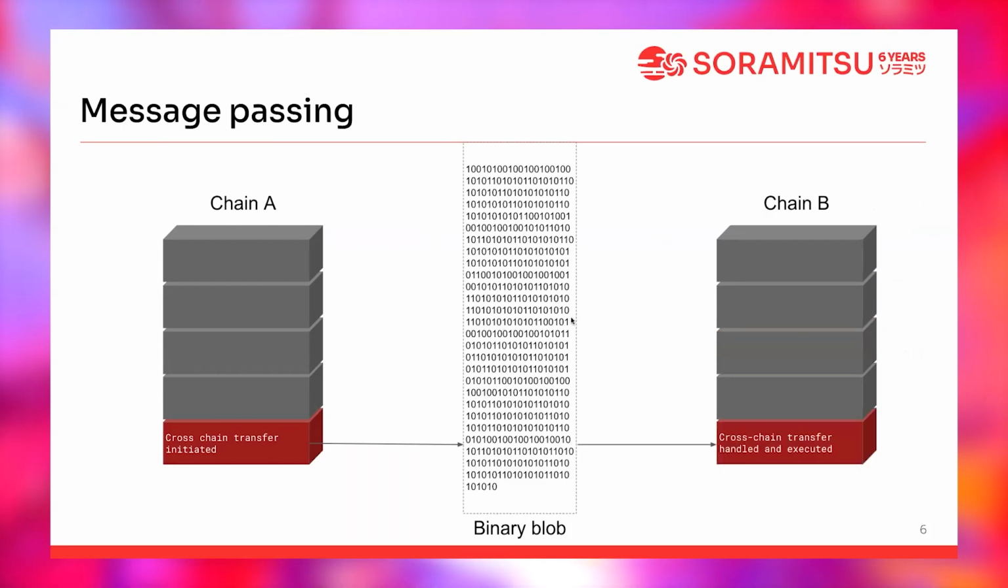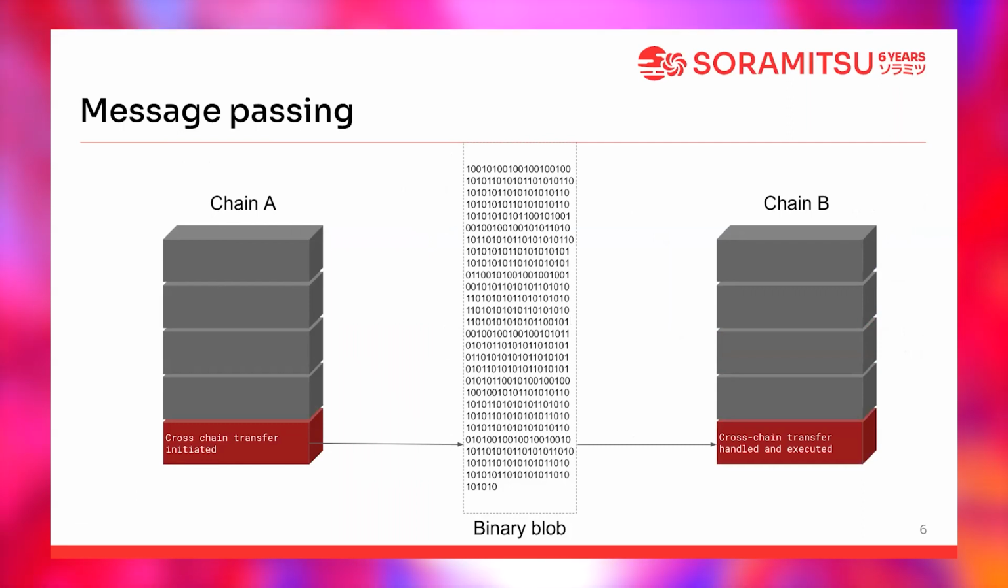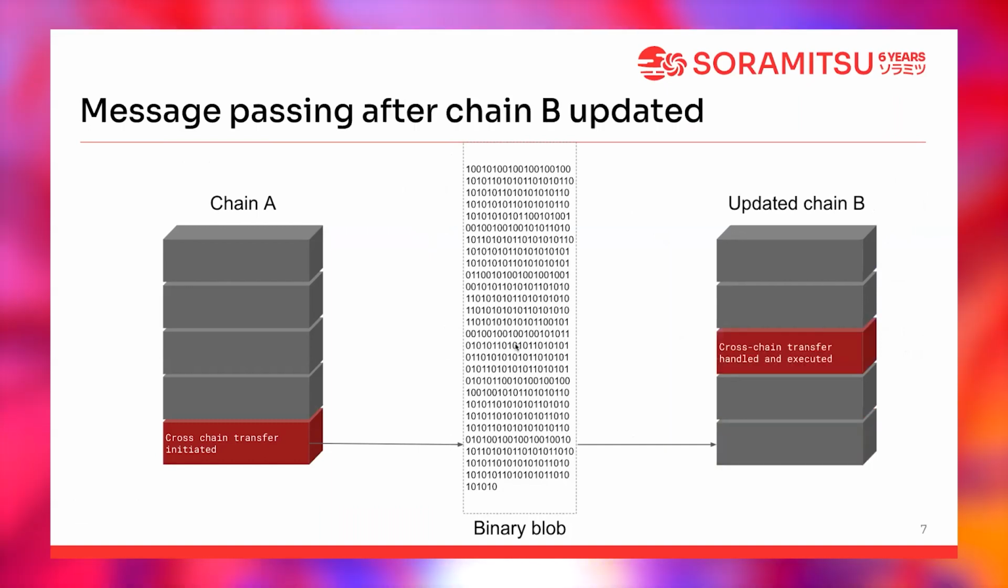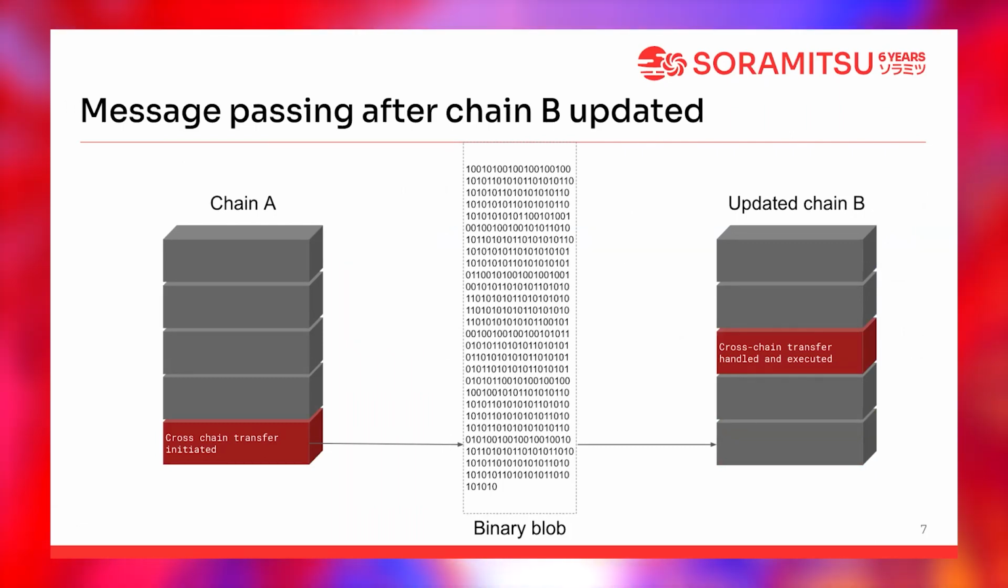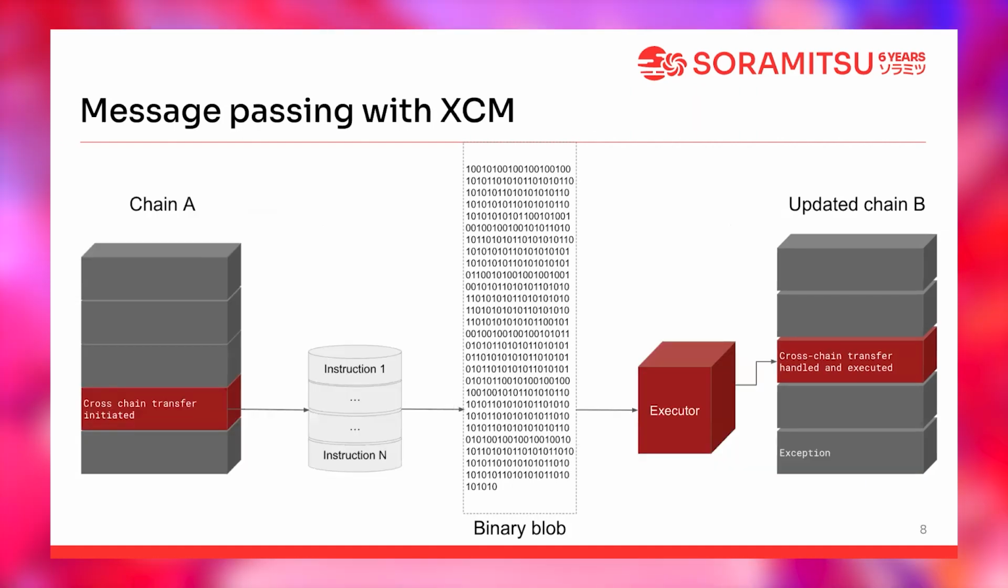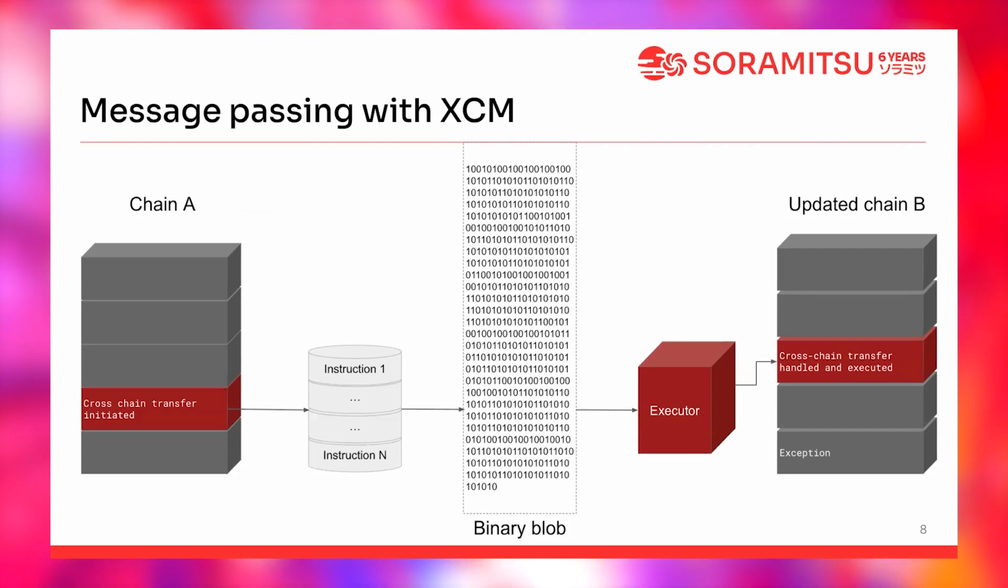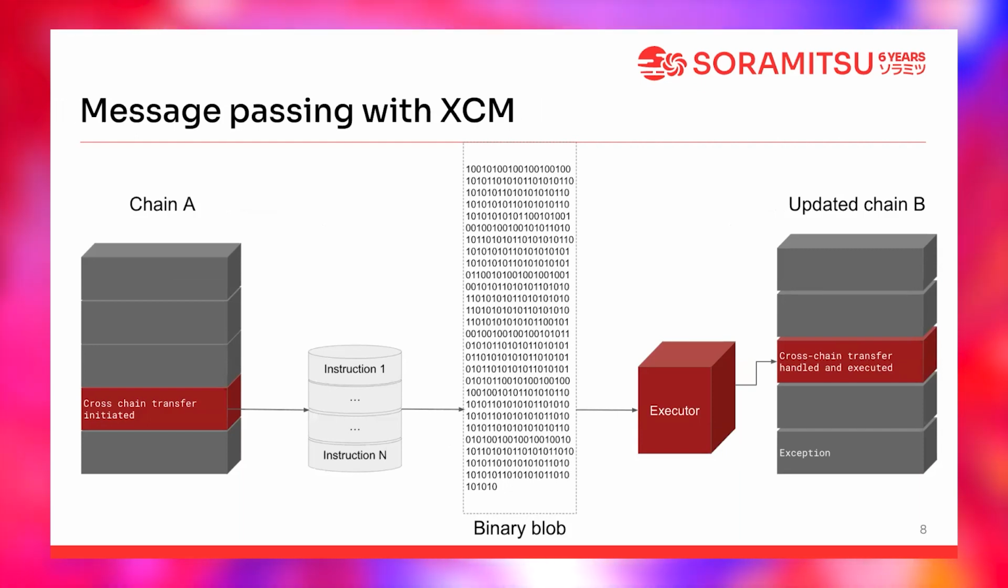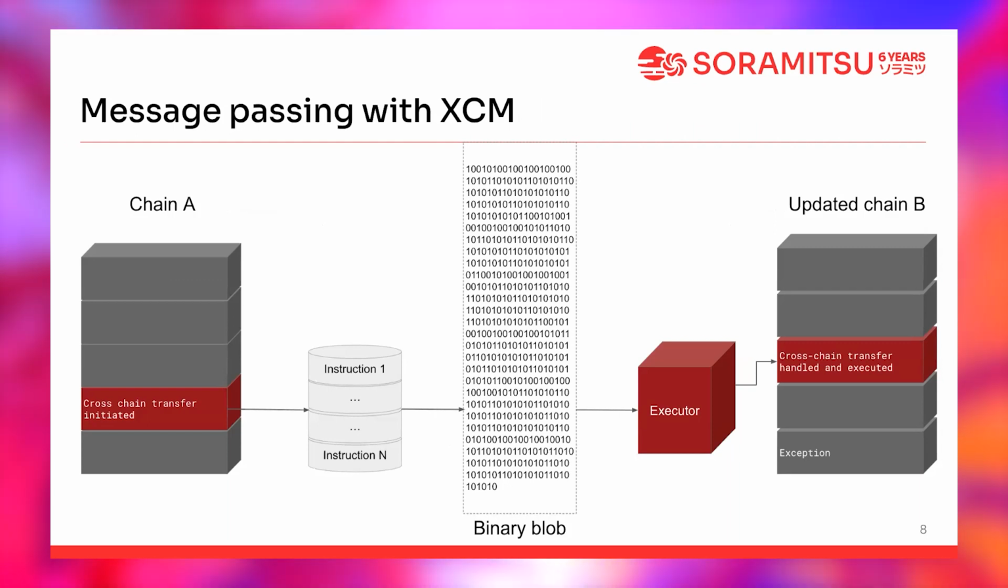It's not possible to just make a call from chain A to chain B, for many reasons. The most trivial one is that at some point chain B could be updated, and essentially the call itself is just a binary blob. So after the update, the call may simply fail. That's why the solution is the creation of something called the executor, which will handle all the incoming messages. It doesn't matter how the logic has been changed within the update of chain B; it's ensured that the messages are handled and routed correctly.